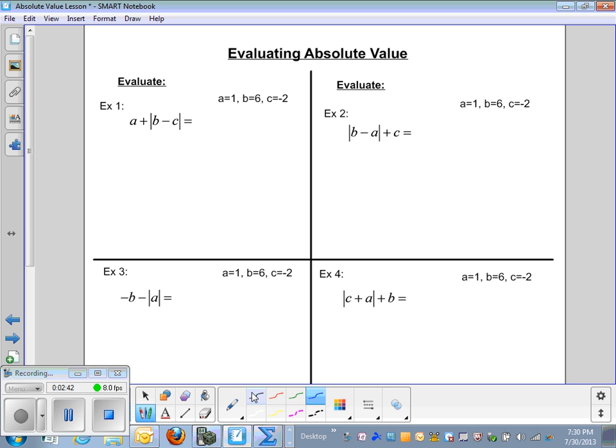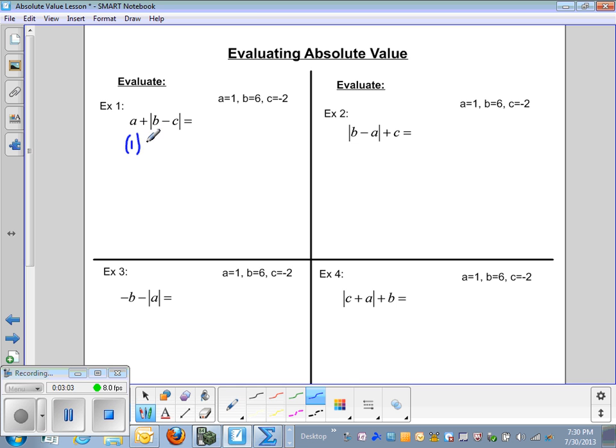So let's go ahead and evaluate absolute value. Here, in all 4 of these examples, we're going to have A equal to 1, B equal to 6, and C equal to negative 2. And we're going to substitute those in and evaluate the absolute value expression. Anytime we substitute, whatever we're substituting in, we want to put parentheses around.